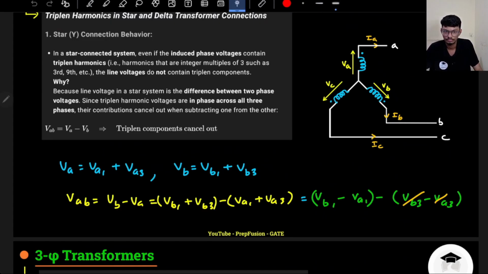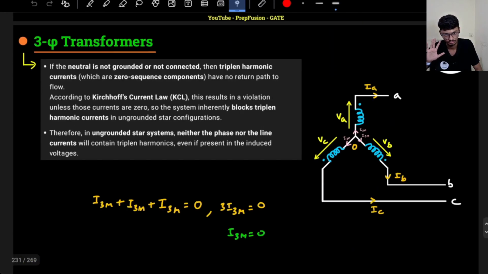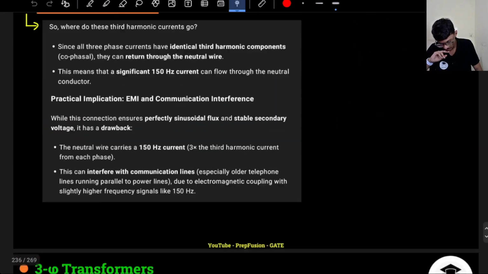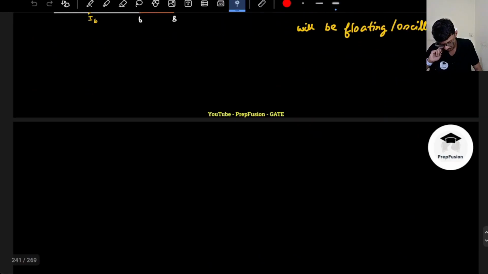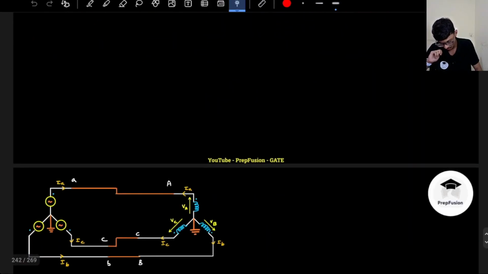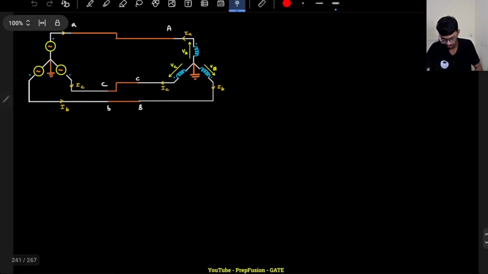Understood? Okay, great. Now let's move on to the next thing. So I have not discussed the floating neutral kind of thing, right? So now what is the problem here? If I now connect both the neutrals to ground, what will be the problem?